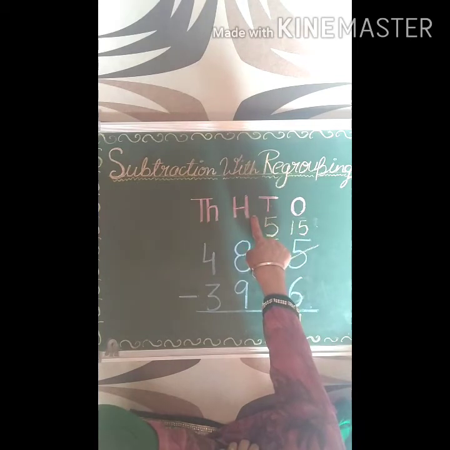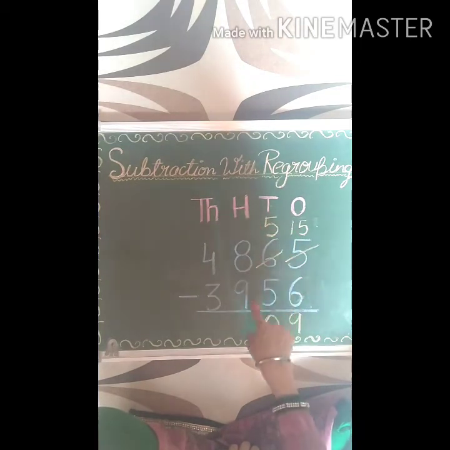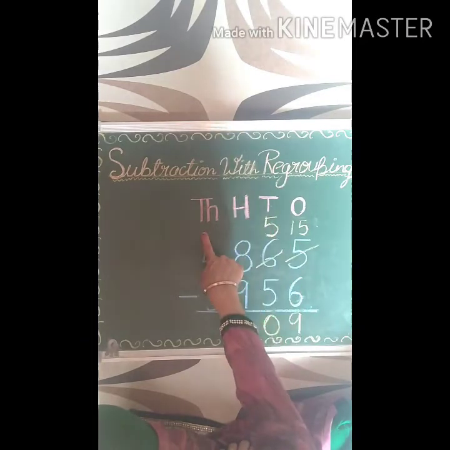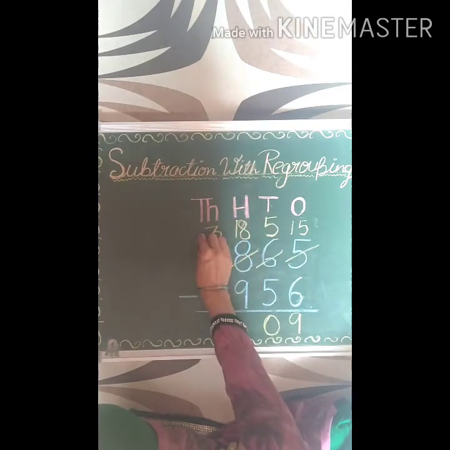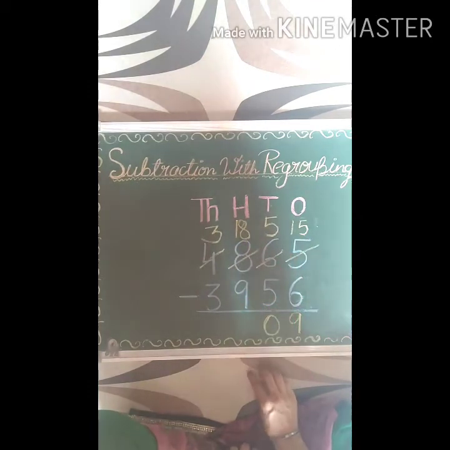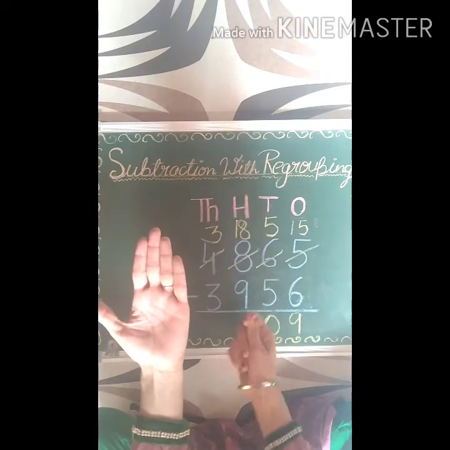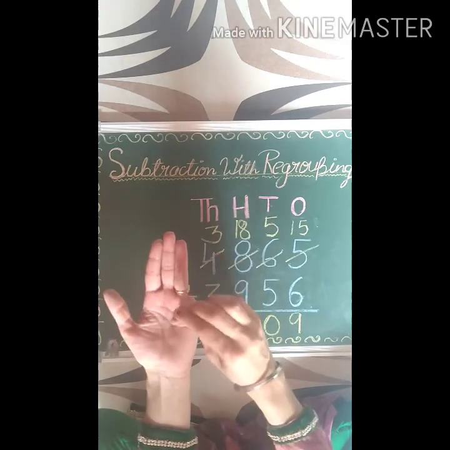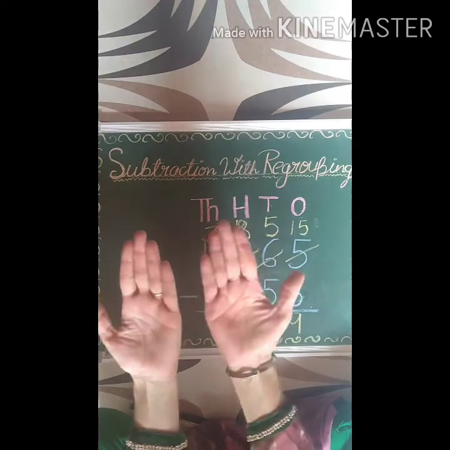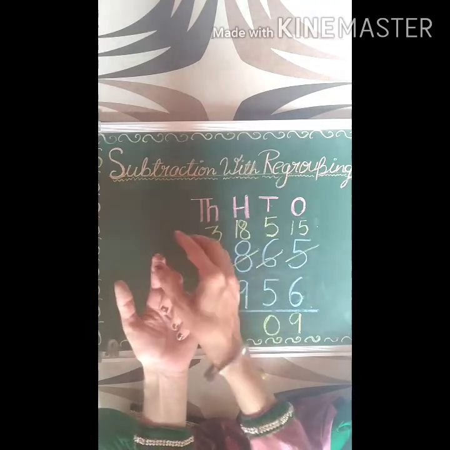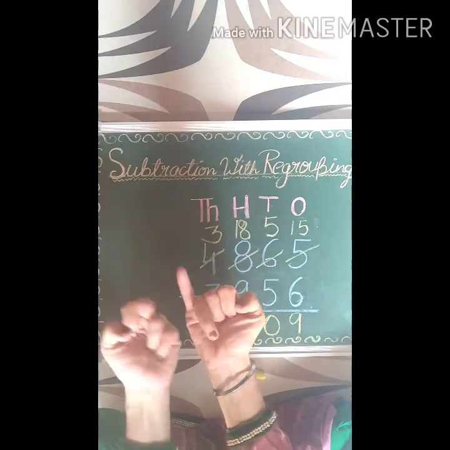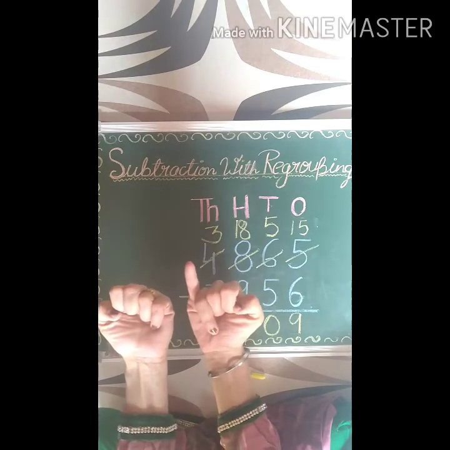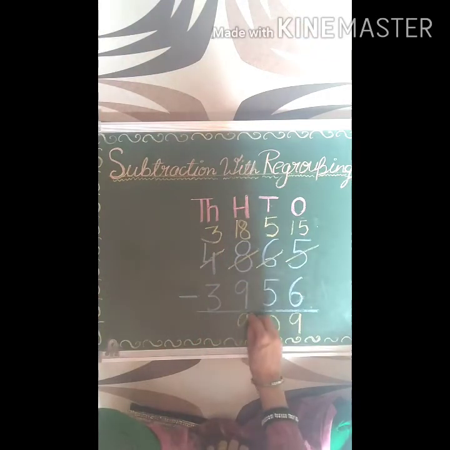Now move to the 100 place. Again we cannot subtract 9 from 8. So we again borrow 1 from the left side friend, that is 1000, and 8 will become 18 and 4 will remain 3. Now 18 minus 9 is possible. So after 9, count from 10 to 18 on your fingers. How many fingers are there? Count it on your fingers. 10, 11, 12, 13, 14, 15, 16, 17, 18. Yes, 9 fingers are there and we write 9 in 100 column.